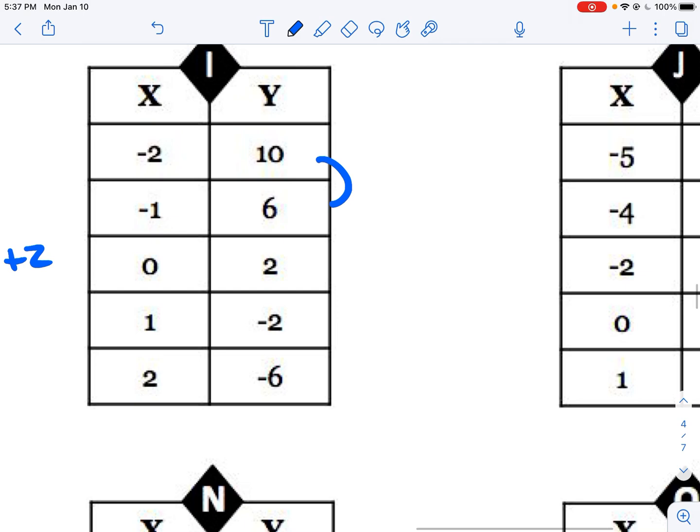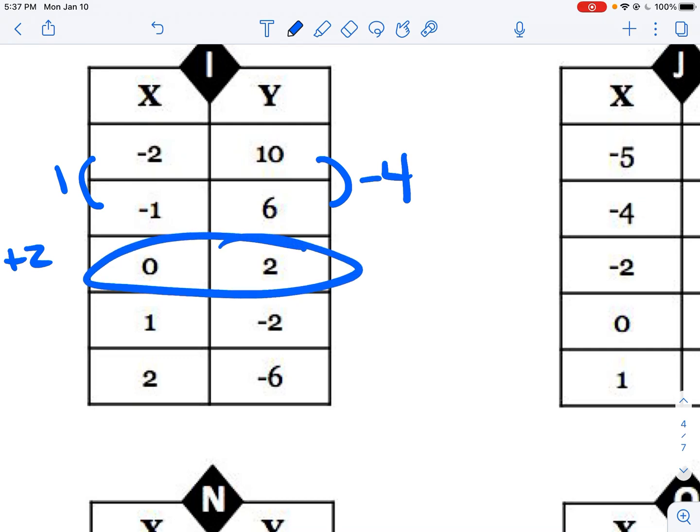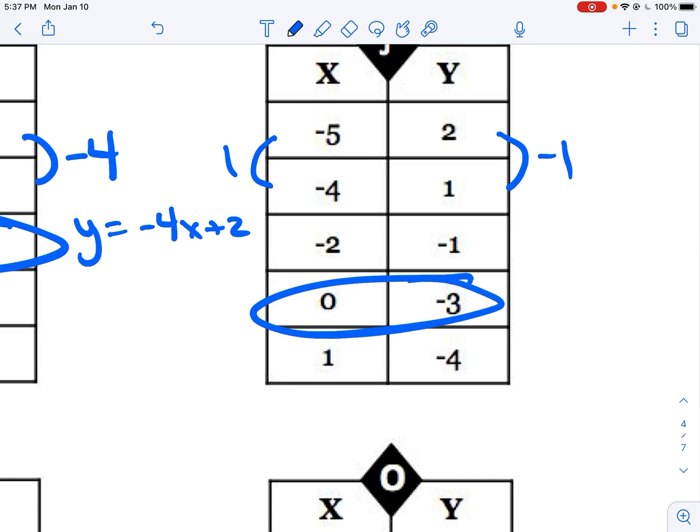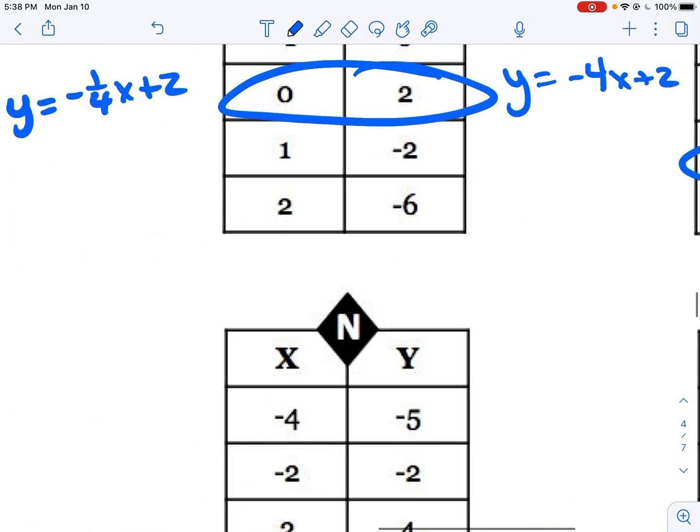This one, I went down by 4. And this one, I went up by 1. This is my y-intercept. So y equals negative 4x plus 2. This one goes down by 1. This one up by 1. This is my y-intercept. So y equals negative x minus 3, because the slope on this would have been negative 1 over 1, which is negative 1.